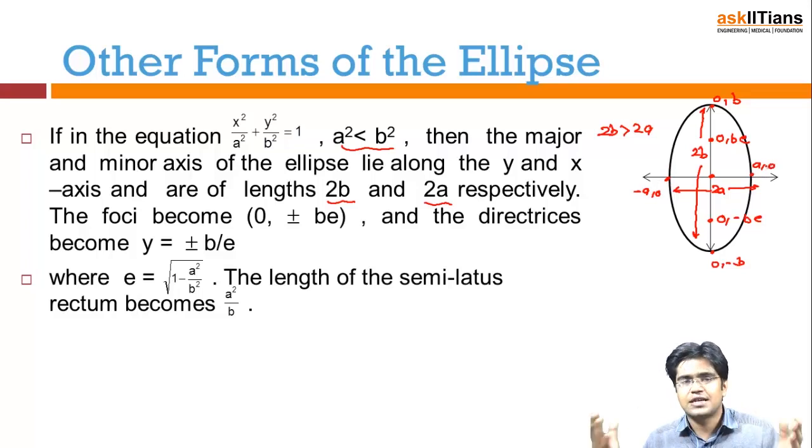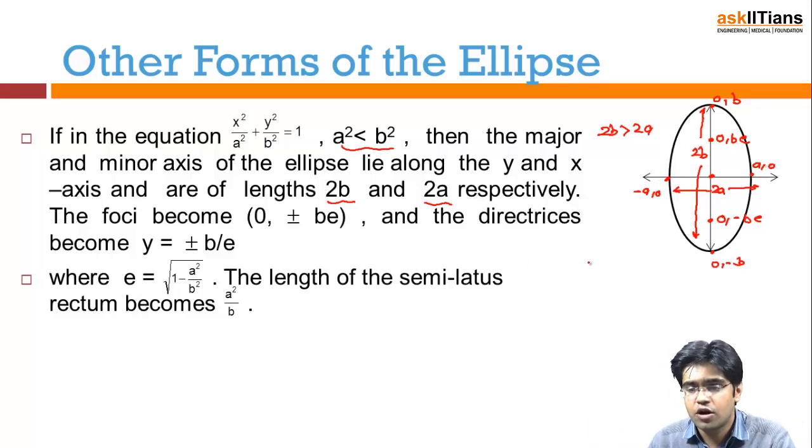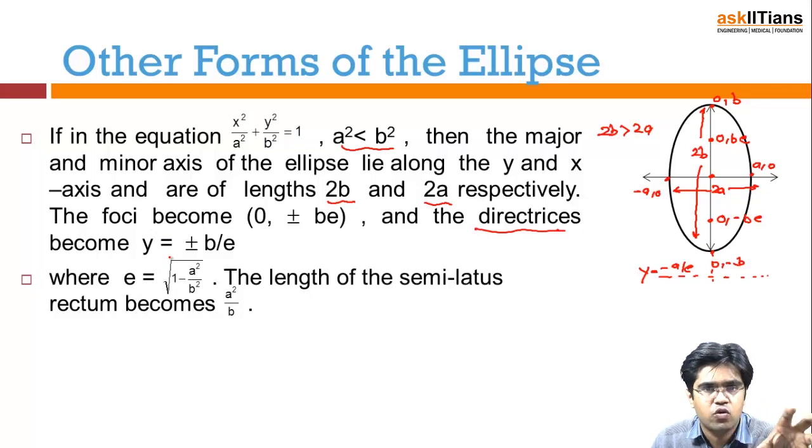So most of the things are the same, just that the coordinates of the foci have changed. Straight away, one of the directrices will be y equals minus a by e, and the other directrix will be on the top, which will be y equals a by e. Now for the things that I have told you, such as eccentricity, whatever you are doing, you just need to interchange a and b, because your focus has now changed.